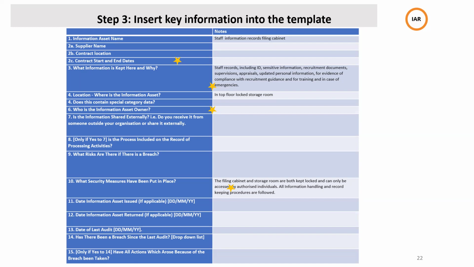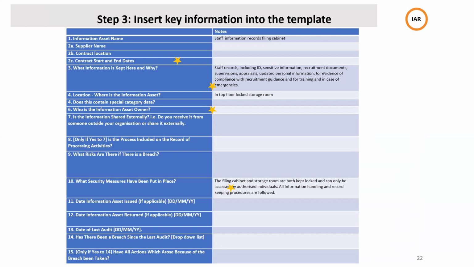Is the process included on the record of processing activities? So we can start to see that your information asset register and your record of processing activities are actually connected and indeed could be the same record. Again, if you're a very small organization, you don't have to have 2 separate documents. You can combine it into the one. Then it's about risk assessment. What are the risks? How do we mitigate against those risks? When was the information asset put together?